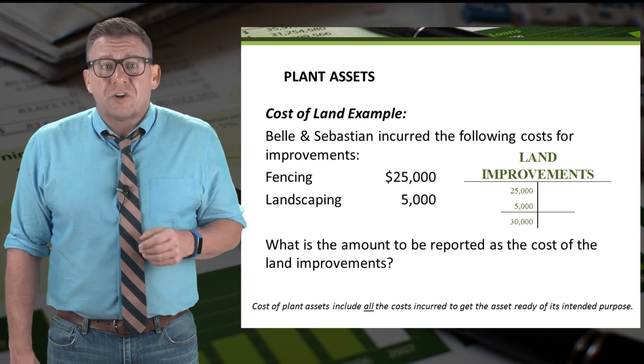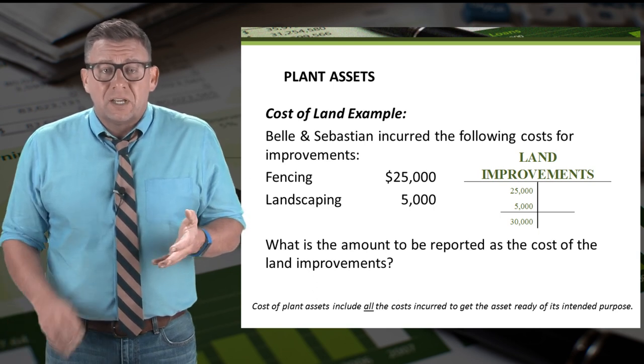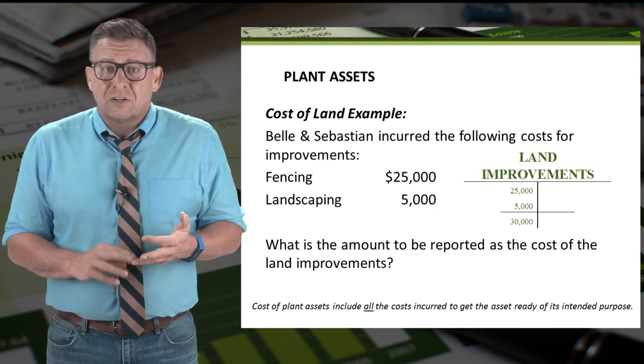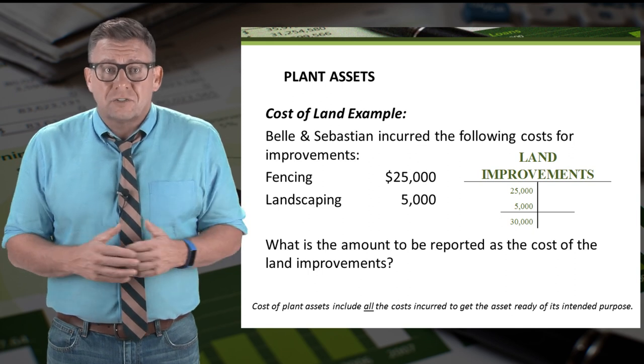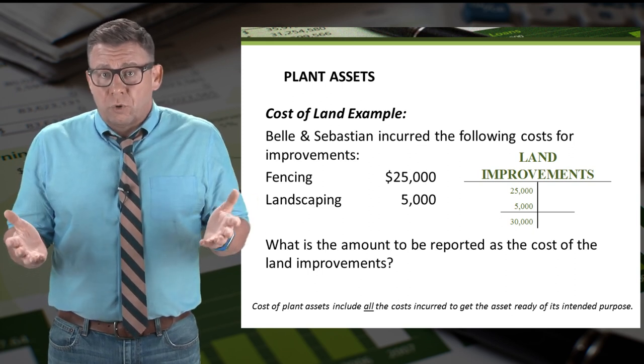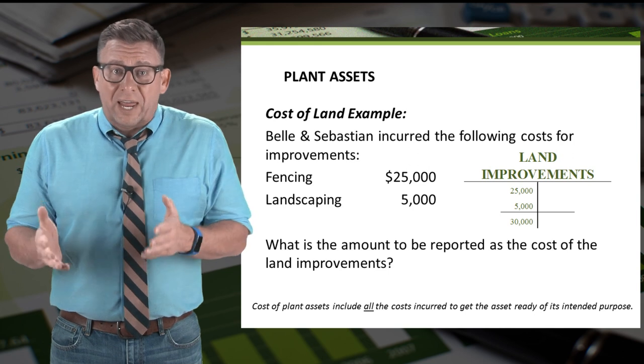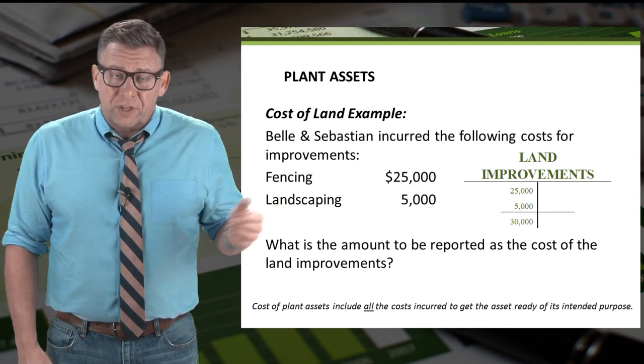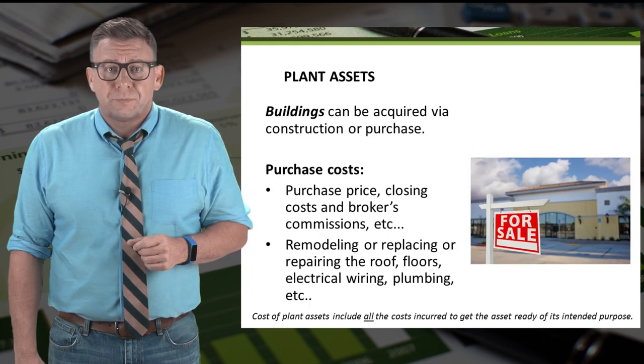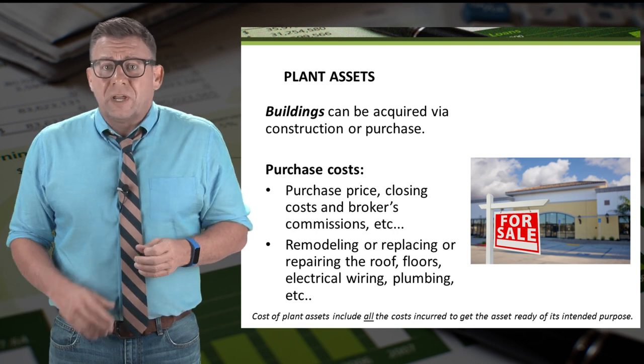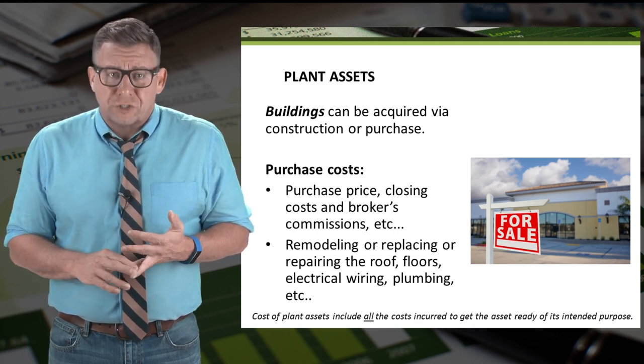Belle and Sebastian incur the following costs for improvements: fencing $25,000 and landscaping $5,000. What is the amount reported as the cost of land improvements? It's $30,000. Buildings are acquired through either construction or purchase.